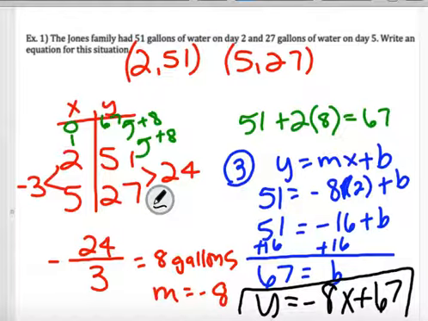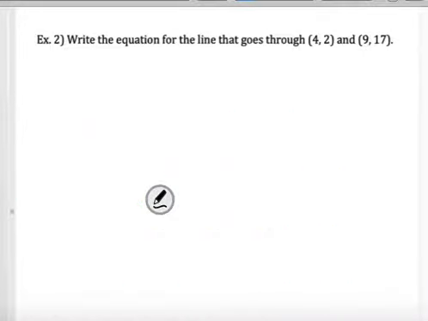So on this next example, we're going to go ahead and we don't have any context. We're just going to go ahead and use the third method that I just shared with you. So first of all, number 1, I'd like you to take 30 seconds here and calculate the slope.